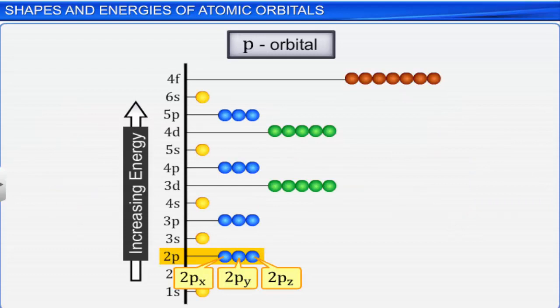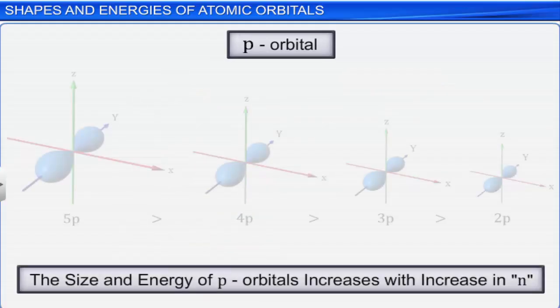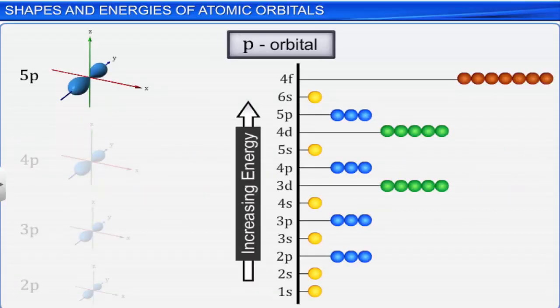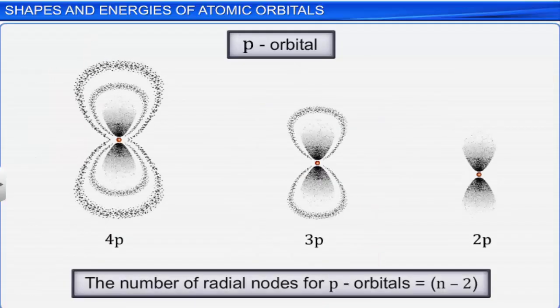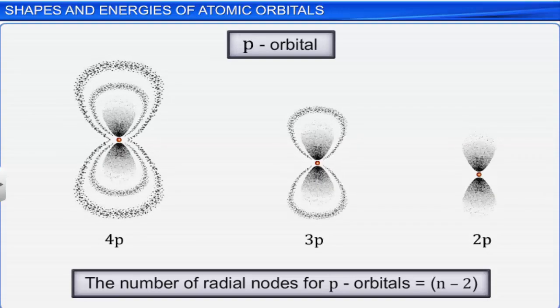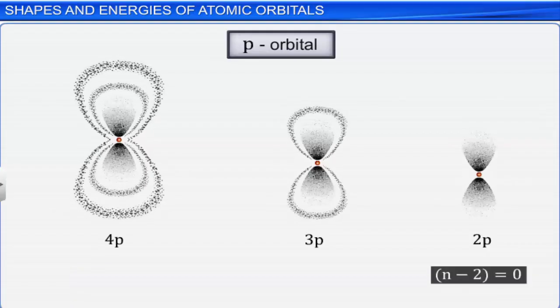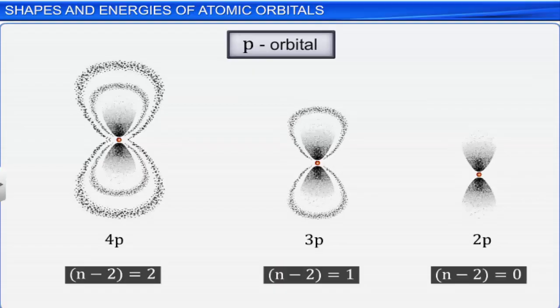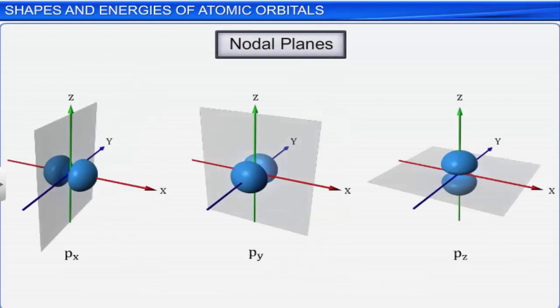However, like s orbitals, the size and energy of p orbitals increases with increase in the principal quantum number. For example, the size and energy of 5p is greater than 4p, which in turn is greater than 3p, followed by 2p as shown. The number of radial nodes for p orbitals is given by the expression n-2. Therefore, the number of radial nodes is 0 for 2p orbital, 1 for 3p orbital, 2 for 4p orbital, and so on. In addition to these radial nodes, for np and nd orbitals, the probability density function is also 0 at planes passing through the nucleus.